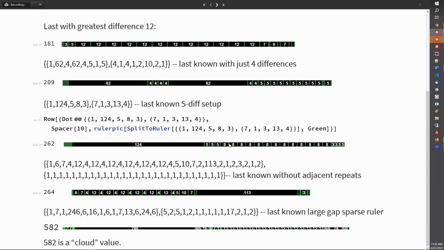Here's the last one where only 5 differences are used and in the split form, and basically half the ruler is right there. Here's the last one without consecutive repeats. And here's the last known with a large gap, greater than 1/3 the length. And this 582 is what's called a cloud value.